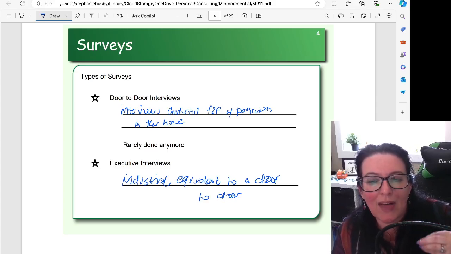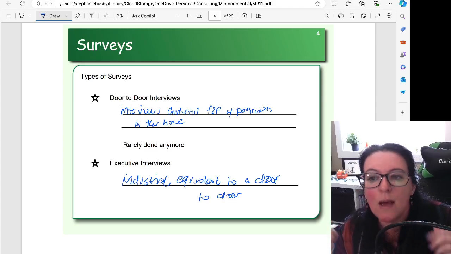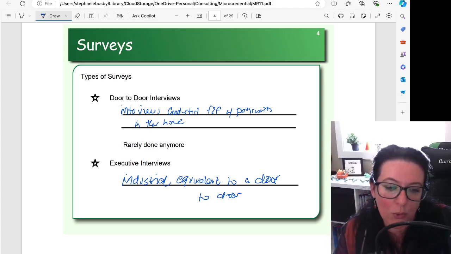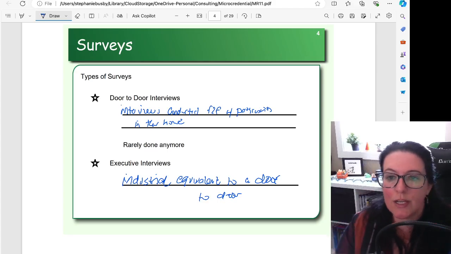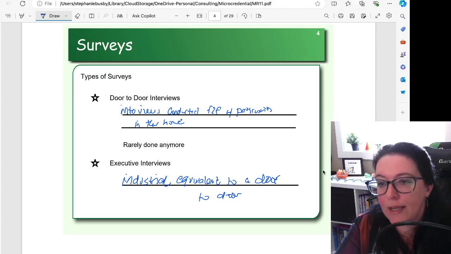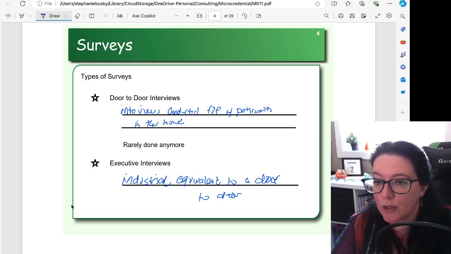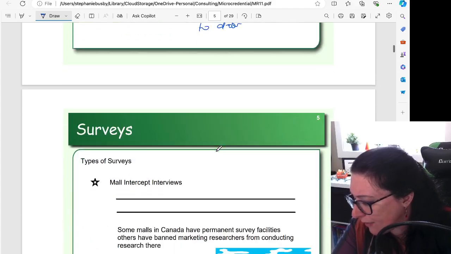So the way to get that information is face-to-face time, talking to those executives, but that means you're working around their schedule and their availability. And so it can be quite time-consuming to conduct executive interviews, but they are popular in business research when we are looking at strategy. All right, door-to-door interviews, executive interviews.